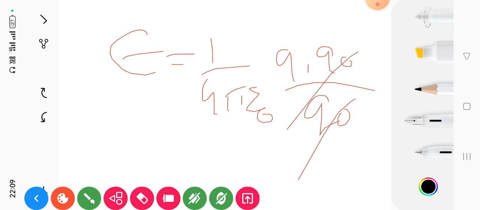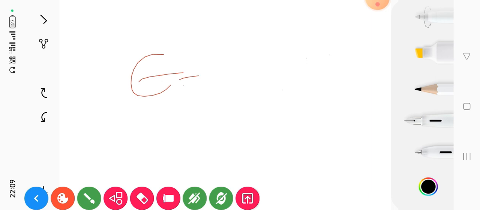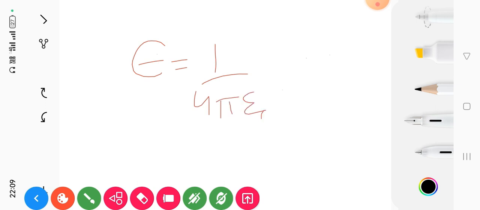So this is the magnitude of the electric field at a distance r. There will be an r square here. What is the magnitude of electric field at a point r? Let me write it out more clearly: 1 upon 4 pi epsilon naught, q upon r square.